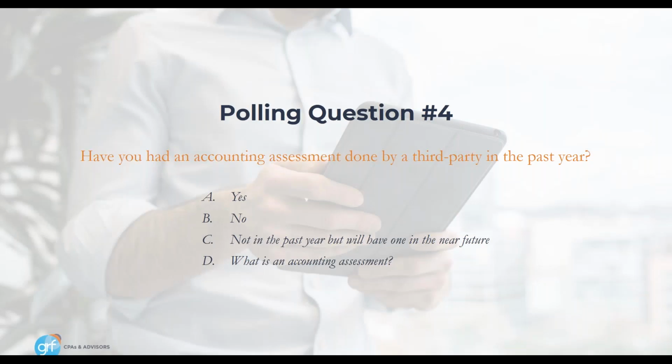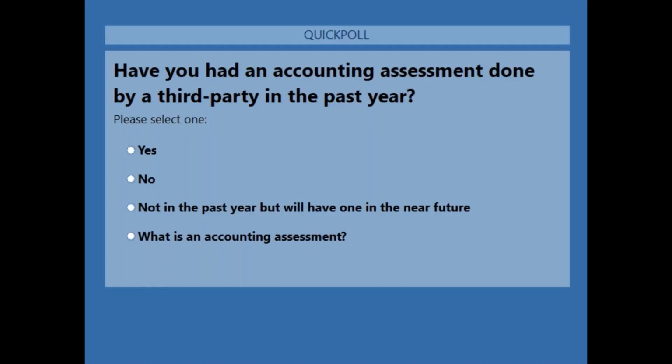Before I jump in, one last polling question: have you had an accounting assessment done by a third party in the past year? A for yes, B for no, C for not in the past year, but we will have one in the near future, and D, what is an accounting assessment? The last polling question was the final CPE word, so there is no CPE word this time, but I'll give everybody another few seconds to register their responses.